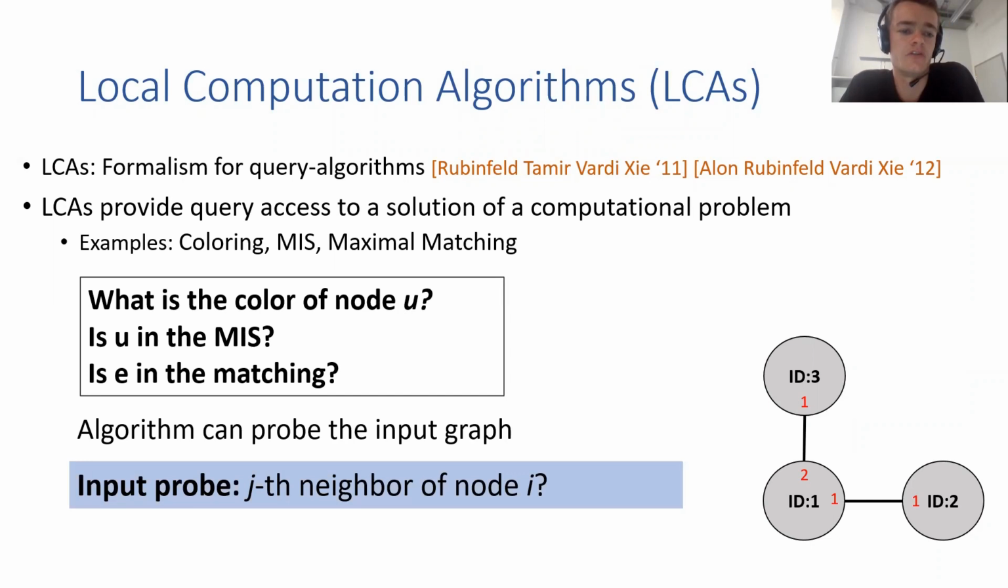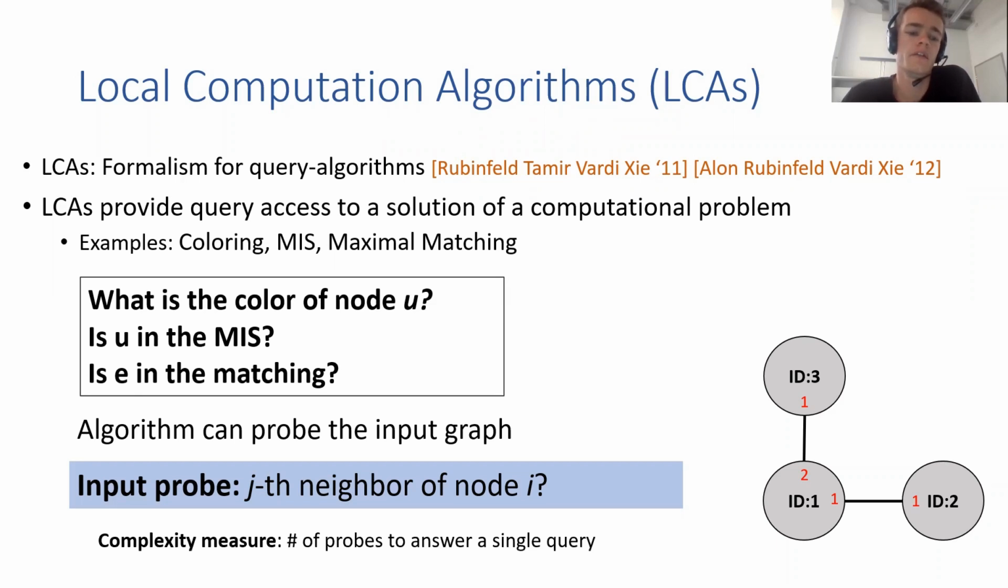To answer such a query, the algorithm in turn can probe the input graph. That is, it can ask questions like: what is the jth neighbor of node i? Here on the right, you can see some graph. One question one could ask is: what is the second neighbor of the node with ID number 1? And then the answer to this is the node with ID number 3. The complexity measure is the number of probes you need to perform to answer a single query.